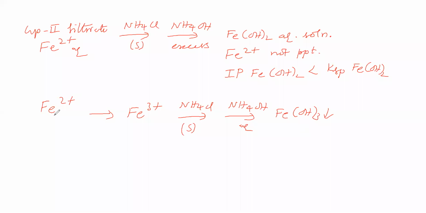To convert ferrous into ferric, ferrous should undergo oxidation. How to make ferrous undergo oxidation? By adding conc. nitric acid and heating the contents. So by adding conc. nitric acid, we are converting ferrous into ferric. Ferric with group 3 reagent gives a precipitate.